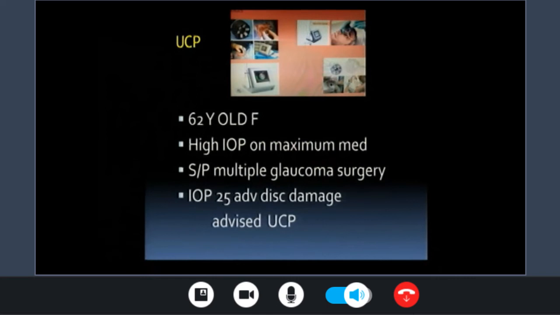UCB, this is the patient we did just before the last Eid holiday. A 62-year-old female with high intraocular pressure on maximum medication. She had multiple glaucoma surgeries before, and there was no space to do surgery, so I decided to do cycloplasty ultrasound for her.